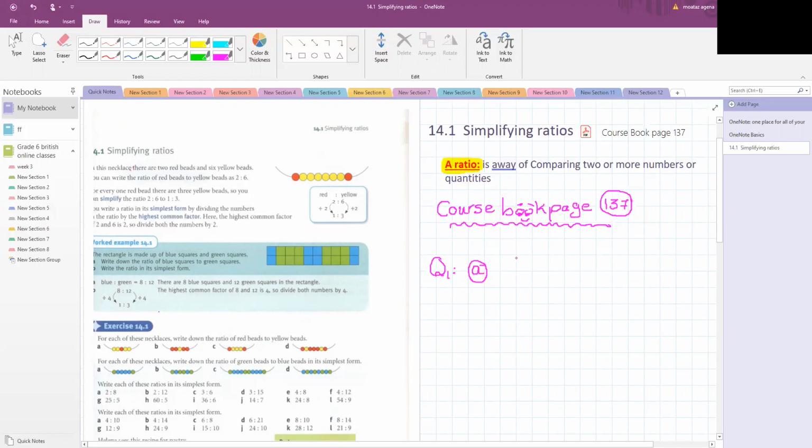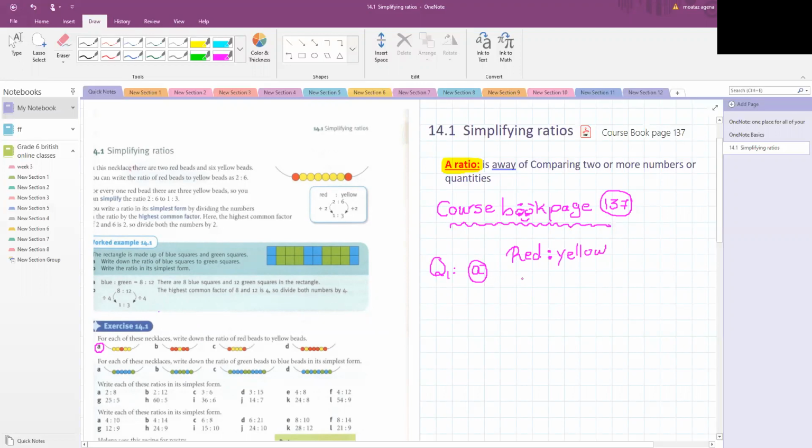So first I have to write red to yellow, because we have to start with red, and this is the simple ratio, two dots like this, and yellow. He said red to yellow, so I will start with red to yellow. Now I will look at the first question, letter A. How many red beads do we have? Yes, I have only one.